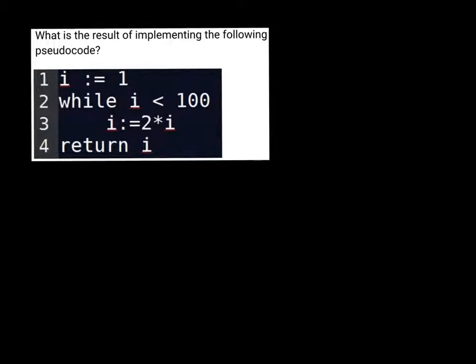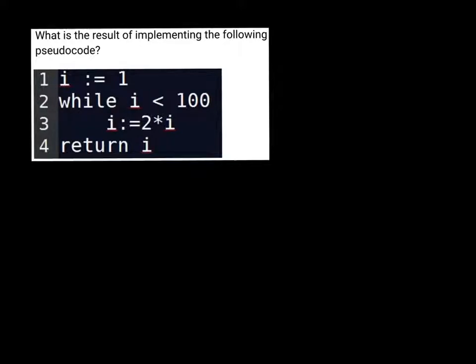Now, this particular one is very, very similar to one we did in class. We're just going to take it a little bit further. So let's just go through the algorithm first. So we start out by declaring I to be equal to 1, and then we start running a loop. And as long as I is less than 100, then we're going to reassign I to be 2 times I, and then we're just going to spit out I. So what happens when we do this?